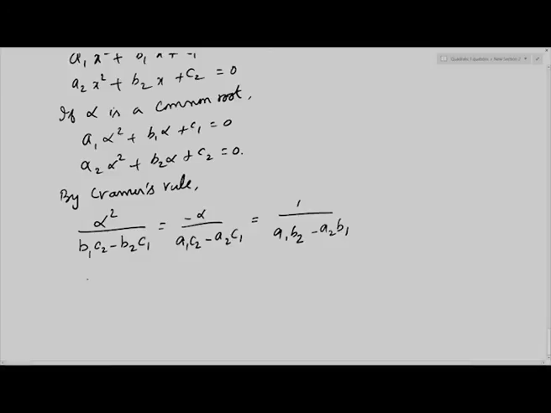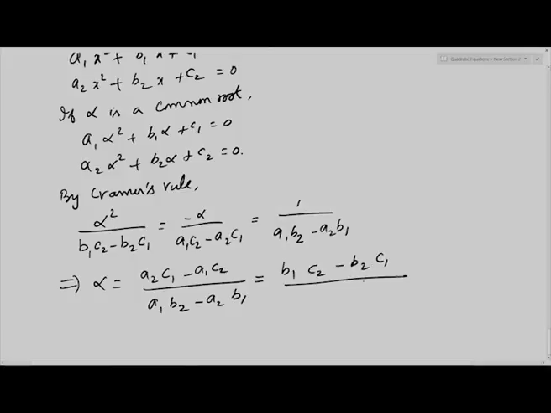So, this implies alpha is equal to (a2 c1 minus a1 c2) divided by (a1 b2 minus a2 b1). Similarly, the other, alpha is equal to (b1 c2 minus b2 c1) divided by (a1 c2 minus a2 c1).